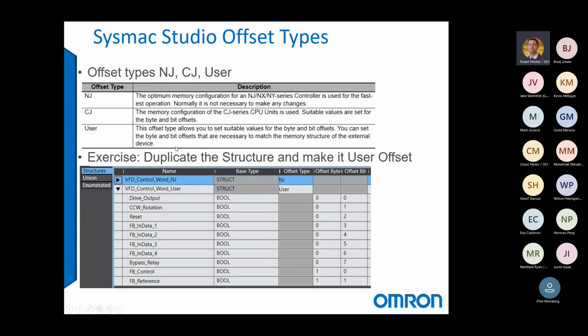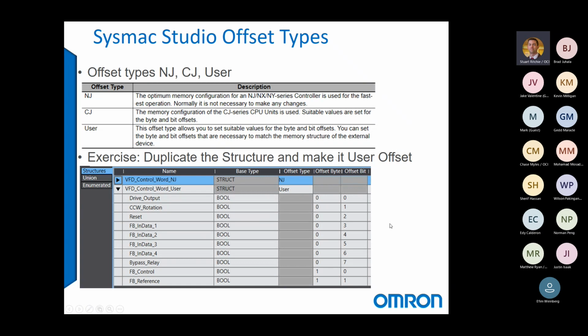Now I mentioned offset types earlier, and you may have noticed that column in your structures window. So there are 3 different offset types: NJ, CJ, and user, and they all do different things to your data. On the next couple of slides, I'll show you essentially what it does to your data, but our next exercise is just going to be to duplicate that structure and make it a user offset.